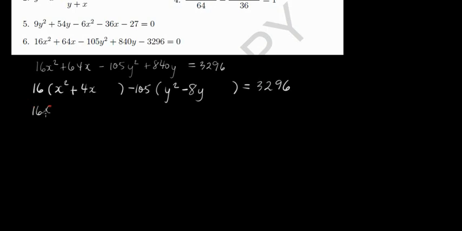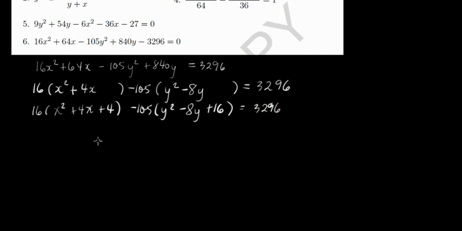And then, let's complete the squares in x. So, we have 16 times x squared plus 4x, then 4 divided by 2 is 2 squared, that's plus 4. Minus 105 times y squared minus 8y, 8 divided by 2 is 4 squared, 16. So plus 16 equals 3,296. Now, be careful. Pag nag-complete tayo ng square, kung ano yung sinama natin sa left side, ganun din yung sasama natin sa right side.